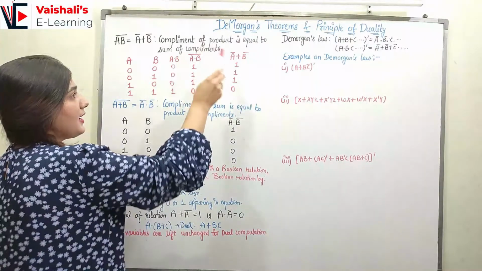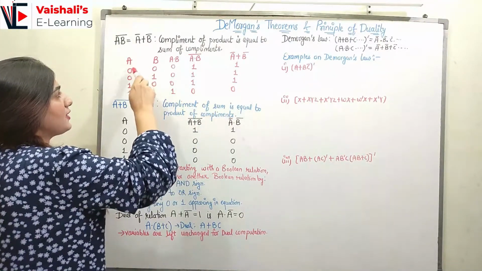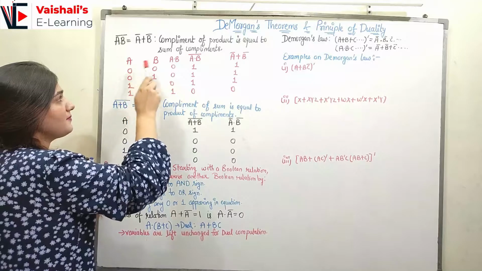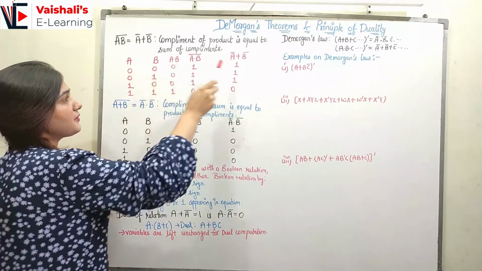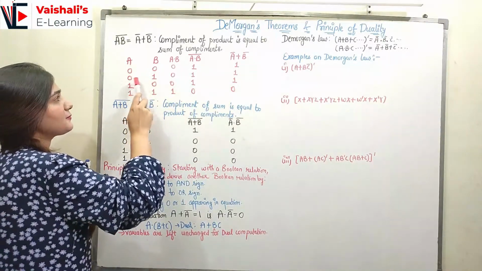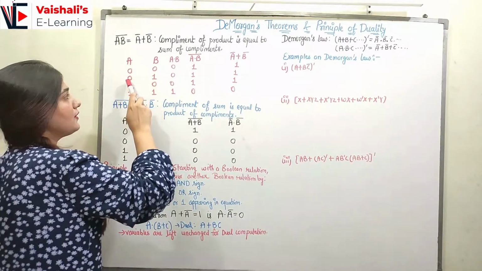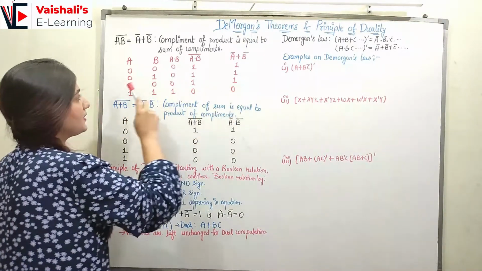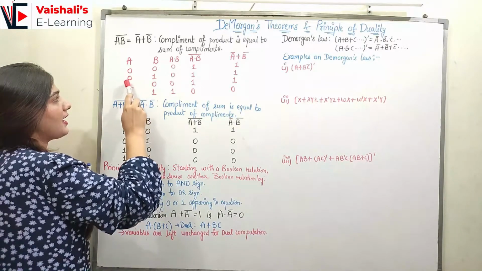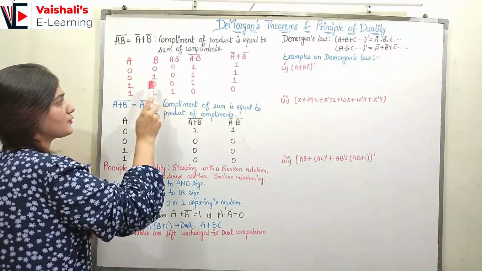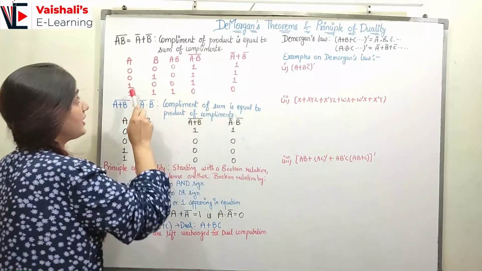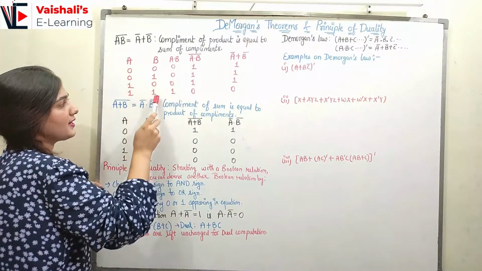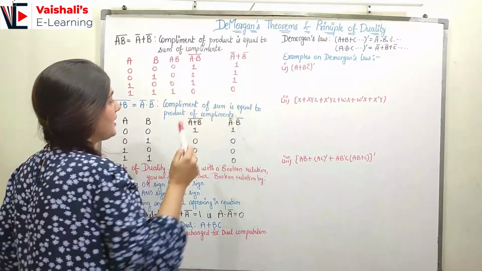Similarly, A complement plus B complement: A complement here is 1, B complement is 1, so 1 plus 1 would be 1. A complement is 1, B complement is 0, so 1 plus 0 would be 1. A complement is 0 and B complement is 1, so 0 plus 1 would be 1. A complement and B complement here are both 0, so 0 plus 0 would be 0.